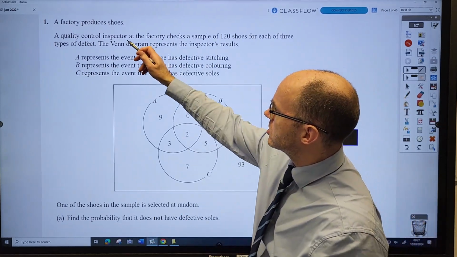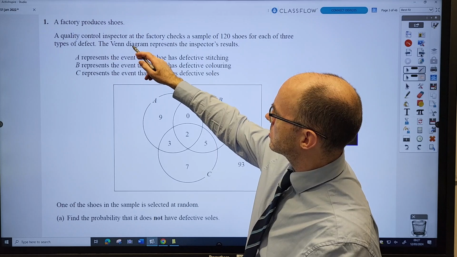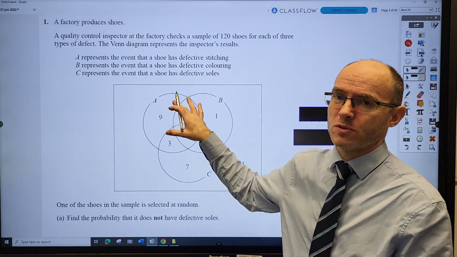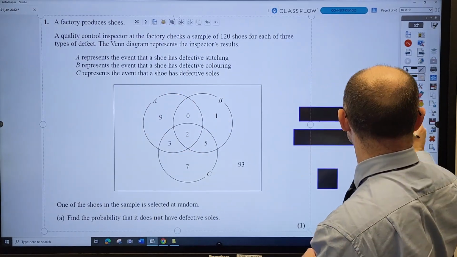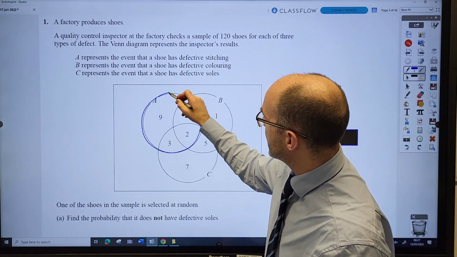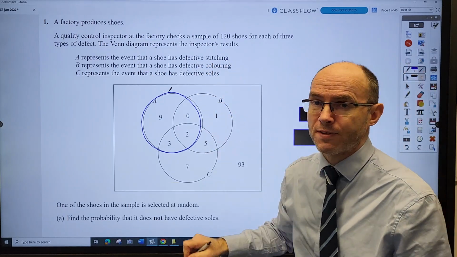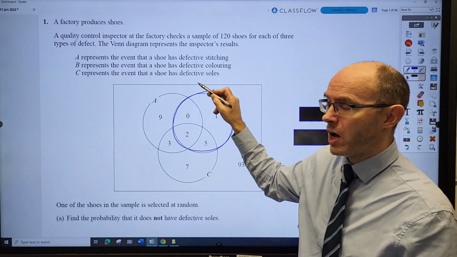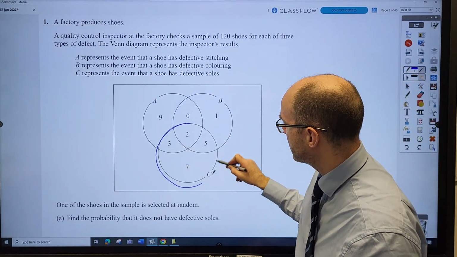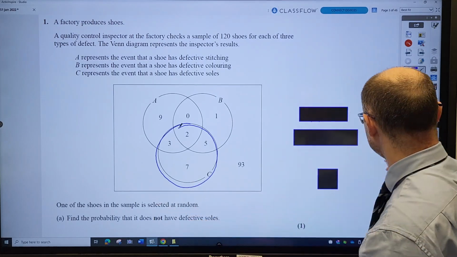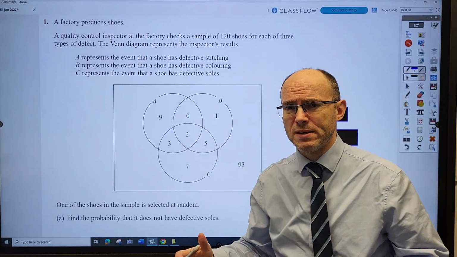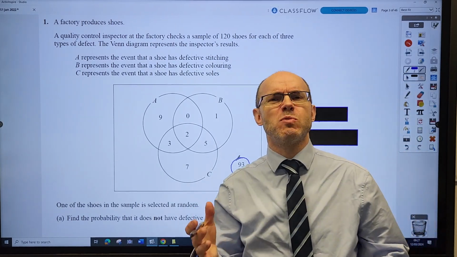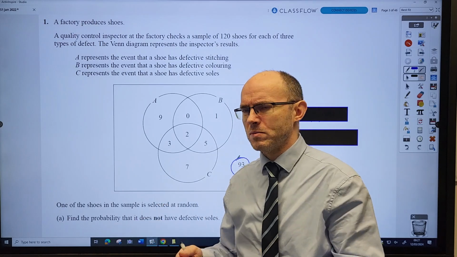So here we've got a factory producing shoes. A quality control inspector takes a sample of 120 shoes and the Venn diagram shows the results. So this circle here, A, represents the event that shoes got defective stitching. This one here, B, defective colouring, and finally C, defective soles. And obviously the overlaps mean you could have more than one defect. This 93 means 93 did not have a defect, which is effectively what you want, isn't it? If you're manufacturing shoes, you don't want them to have defects.